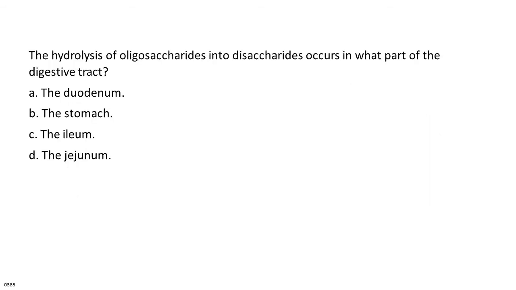The hydrolysis of oligosaccharides into disaccharides occurs in what part of the digestive tract? A. The duodenum. B. The stomach. C. The ileum. D. The jejunum.